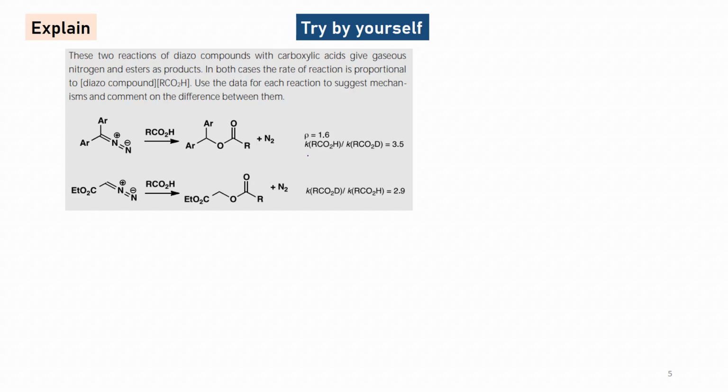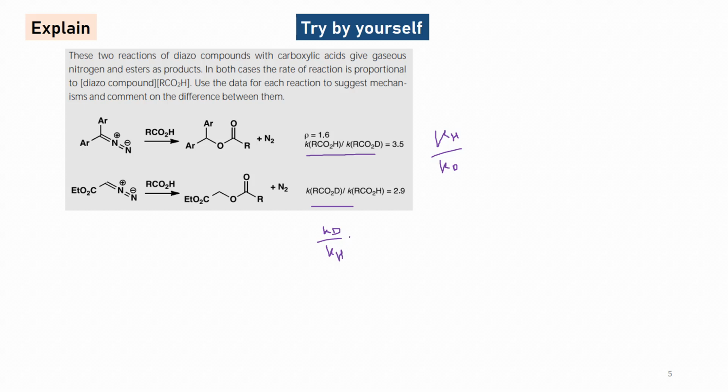In the first case they gave a kH by kD value, whereas in this case they gave a kD by kH value. If we just see the value and go to solve this question, there will be a mistake, because they have done it in a tricky way. They just switched the pattern.